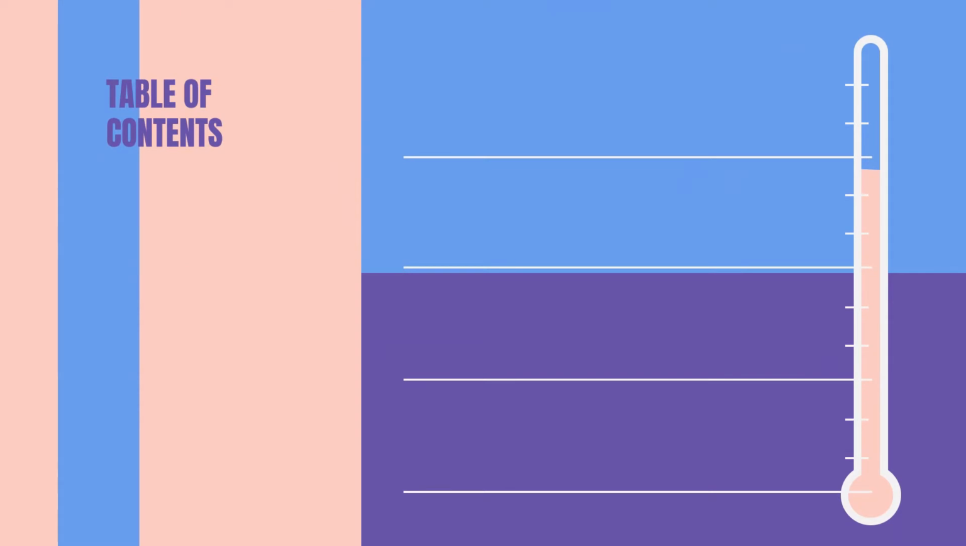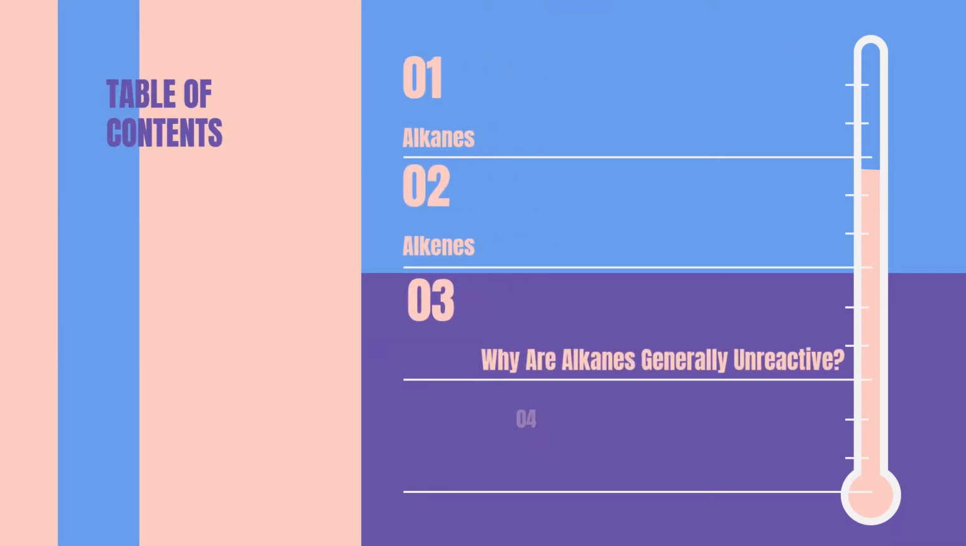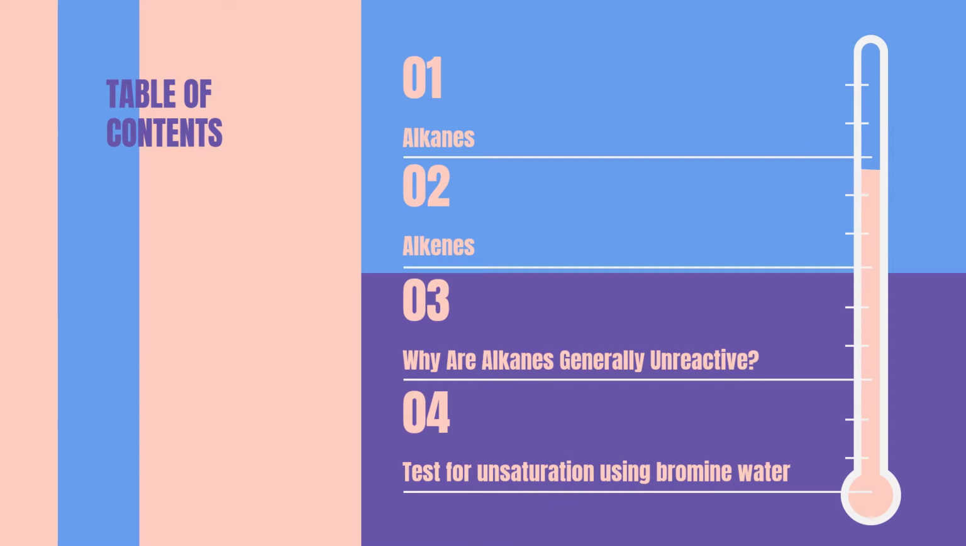So today we'll be talking about 4 topics. First, what are alkanes? Second, what are alkenes? Third, why are alkanes generally unreactive? And fourth, which is the test for unsaturation itself, using bromine water.